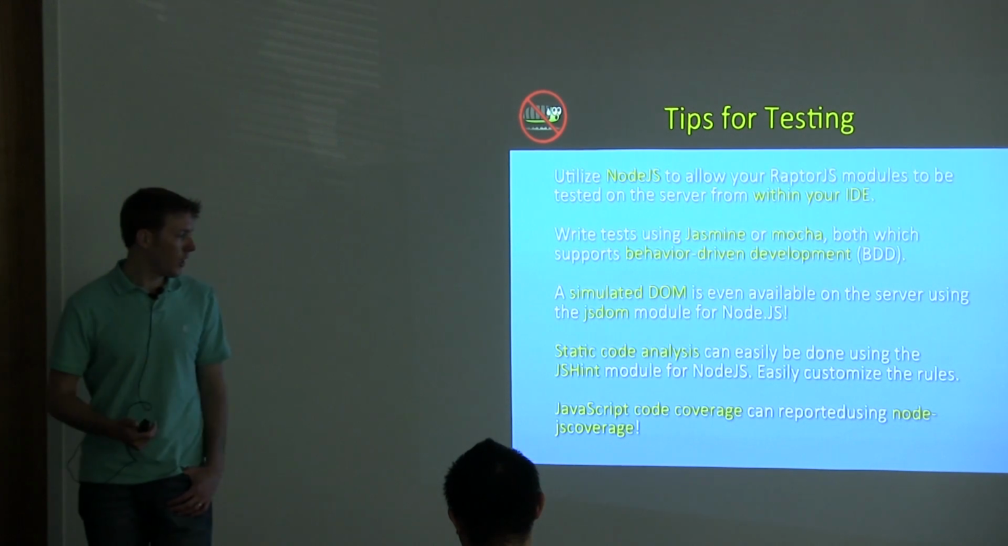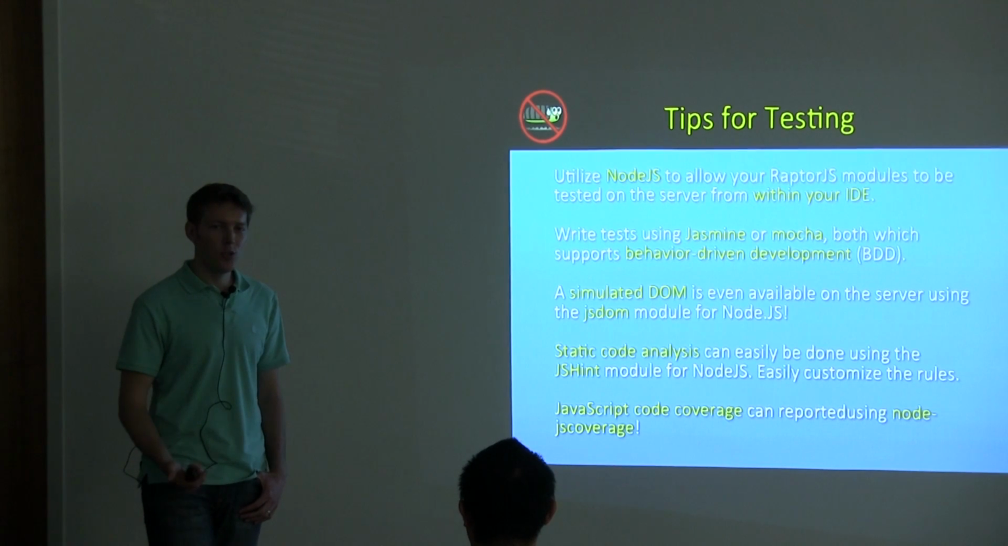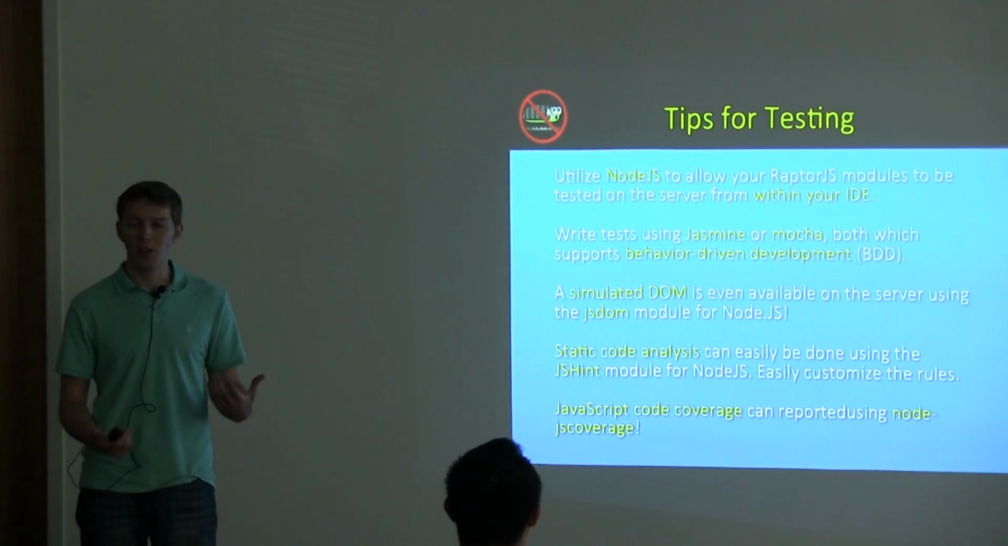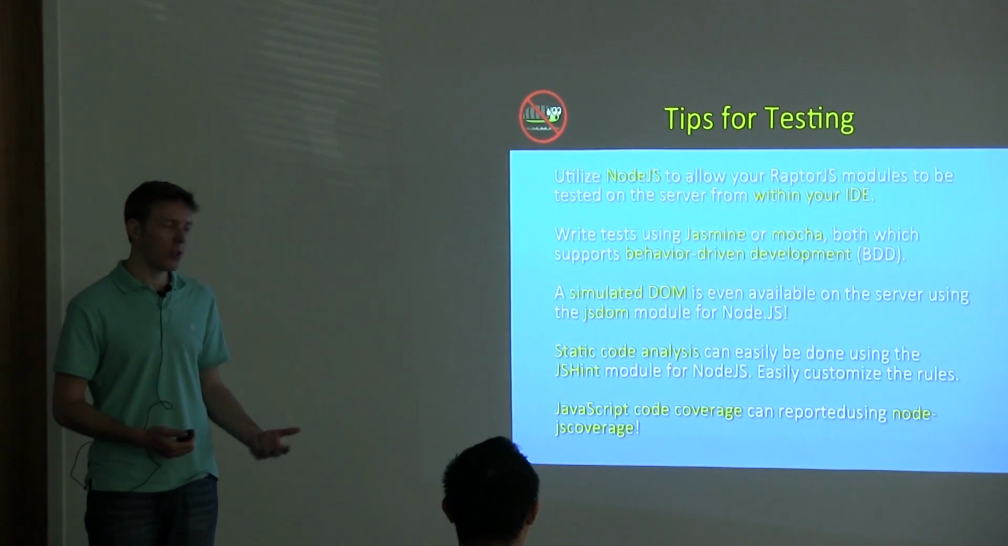And the other thing that we're doing is that we, of course, are running static code analysis. So we went with JSHint. You can use JSLint, but we found JSHint to be more flexible, more friendly to work with, because you can configure it to be based on the rules that you're interested in.